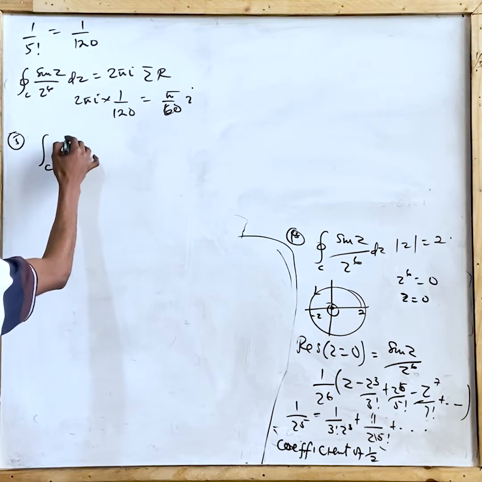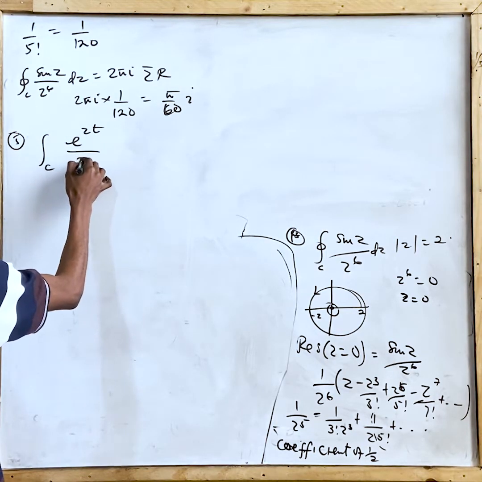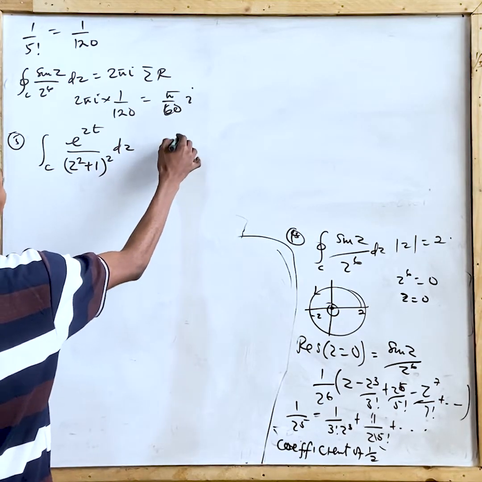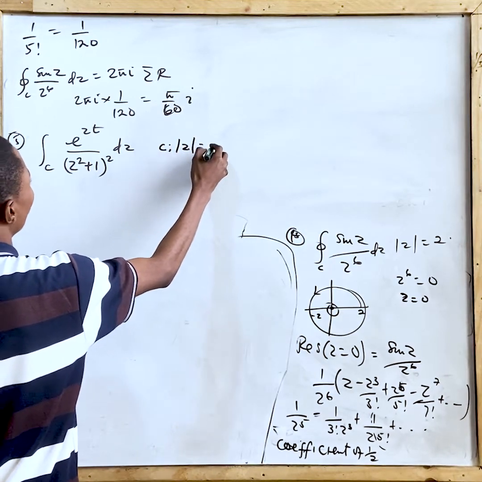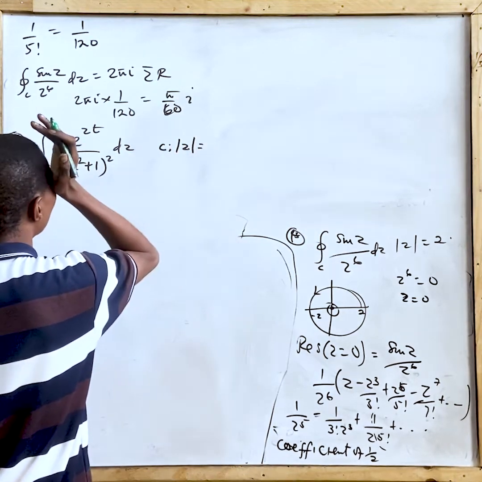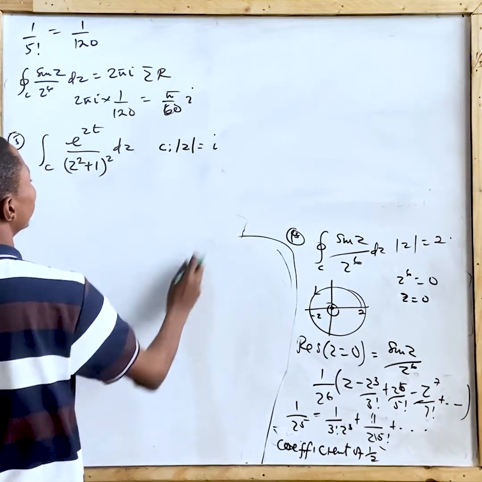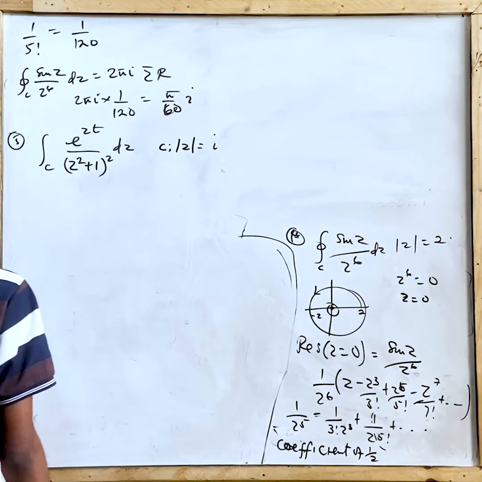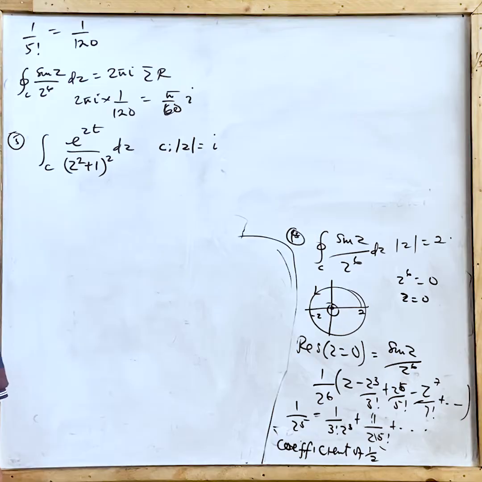So, let's integrate e raised to the power zt divided by z squared plus 1 all squared, dz, where c is such that the absolute value of z equals I. Yes, e raised to the power zt. The poles are plus or minus I.